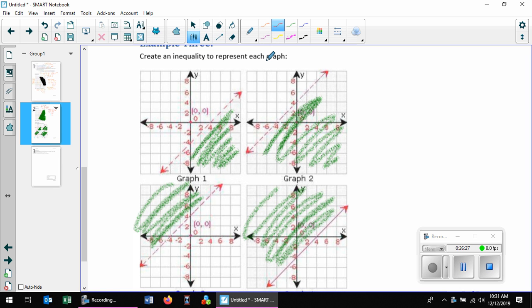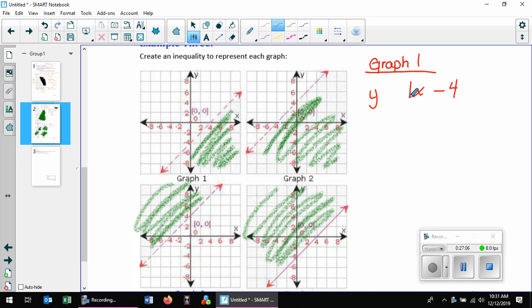So for graph 1, I have a y, I have some inequality, I'm going to have an x, and I'm going to have a y-intercept. So what's my y-intercept on graph 1? So it's going to be minus 4 up here. You guys agree with me? Now we're going to calculate my slope. So I go up 4, over 4, and I'm rising to the right, so I know I'm going to have a positive slope. So that's going to be 1.